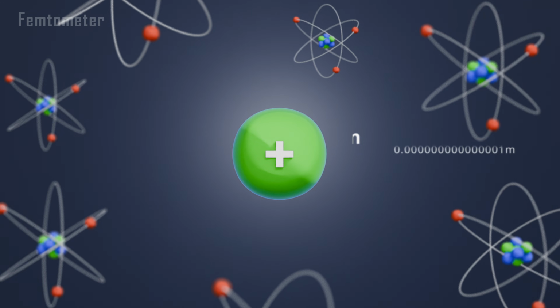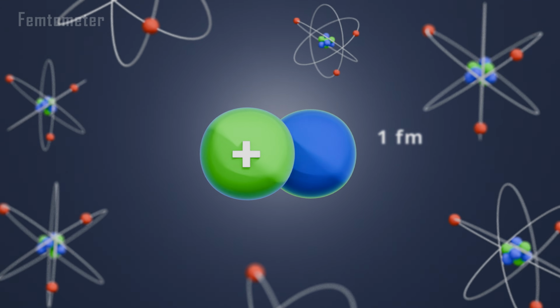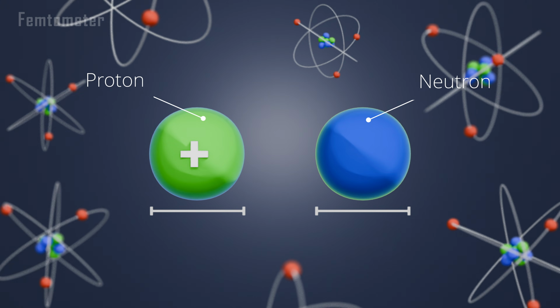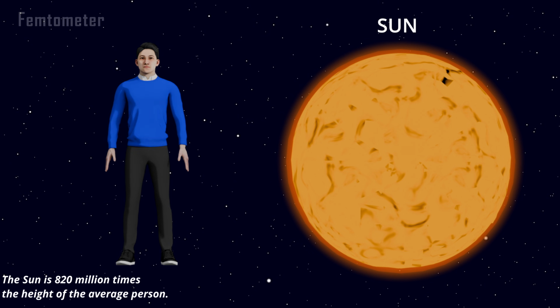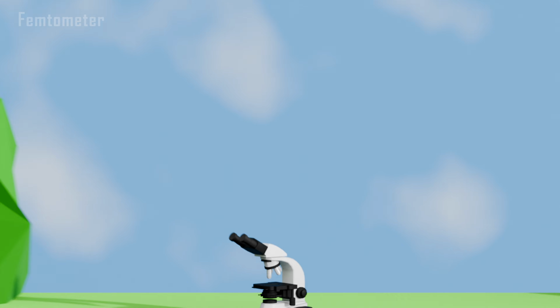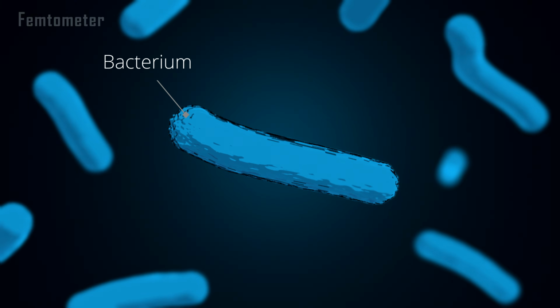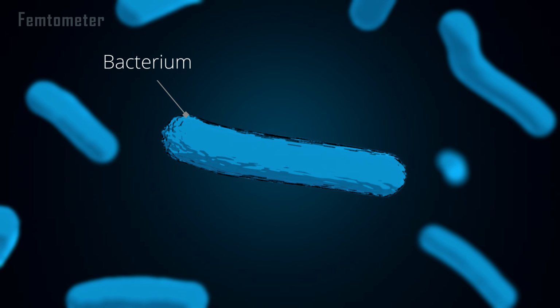One femtometer is a quadrillionth of a meter, which is about the size of a proton or neutron. Putting how small it is into perspective, if everything is scaled up and humans are the size of the sun, then one femtometer would be roughly about the size of a bacterium in our real world, so really small.